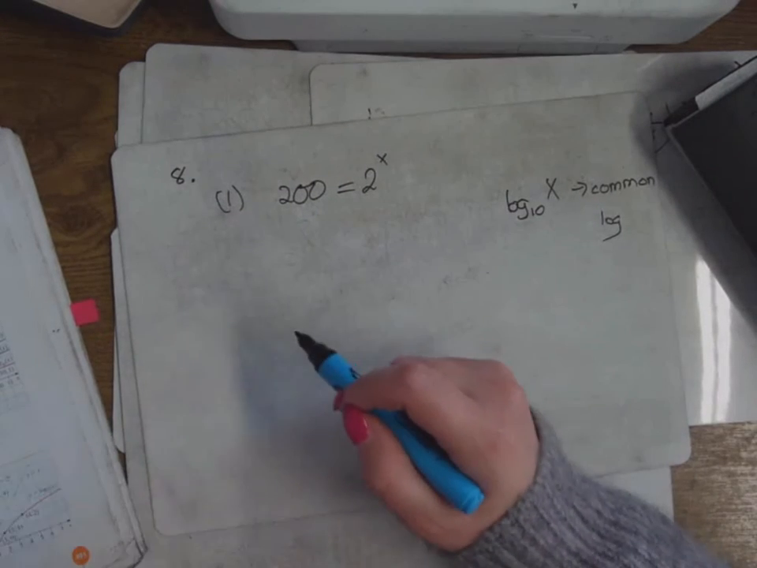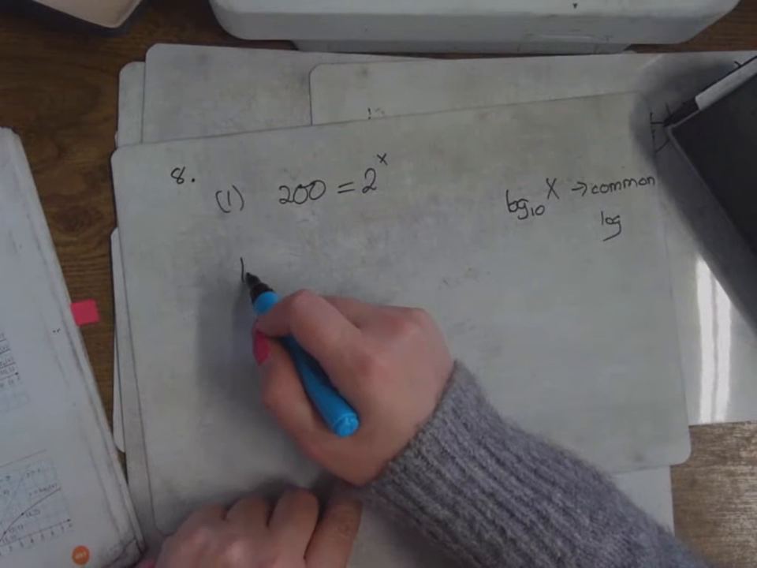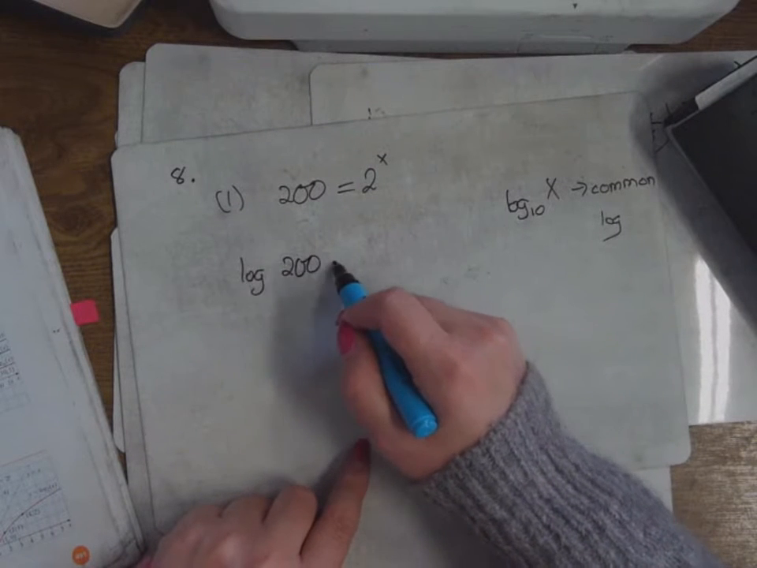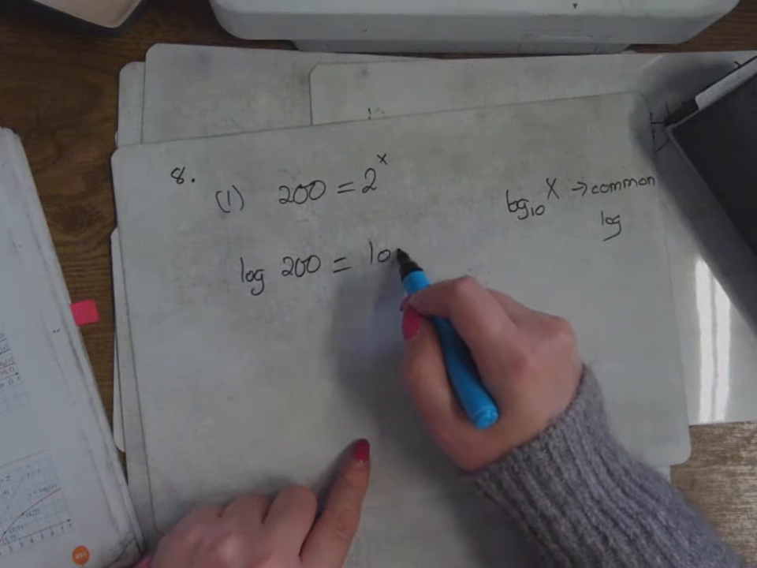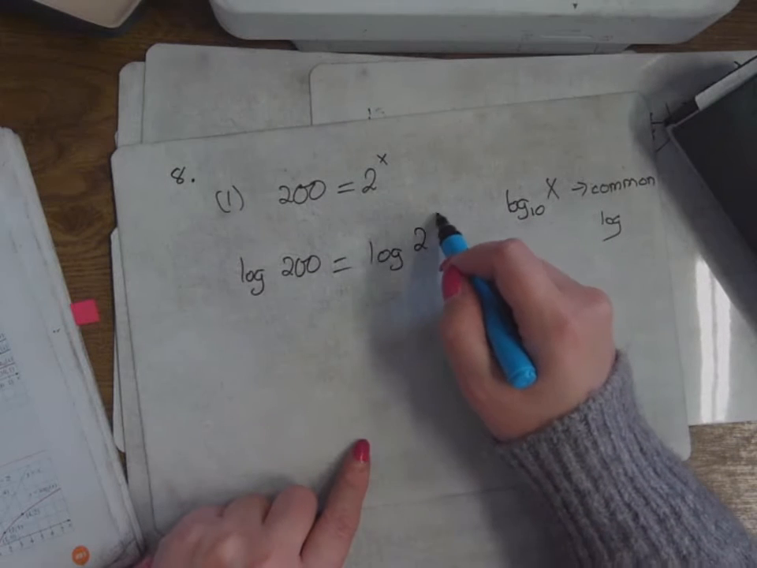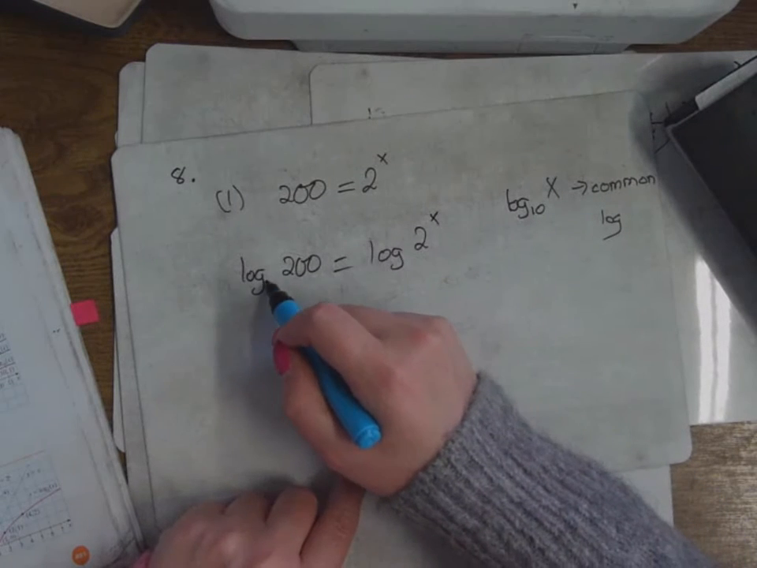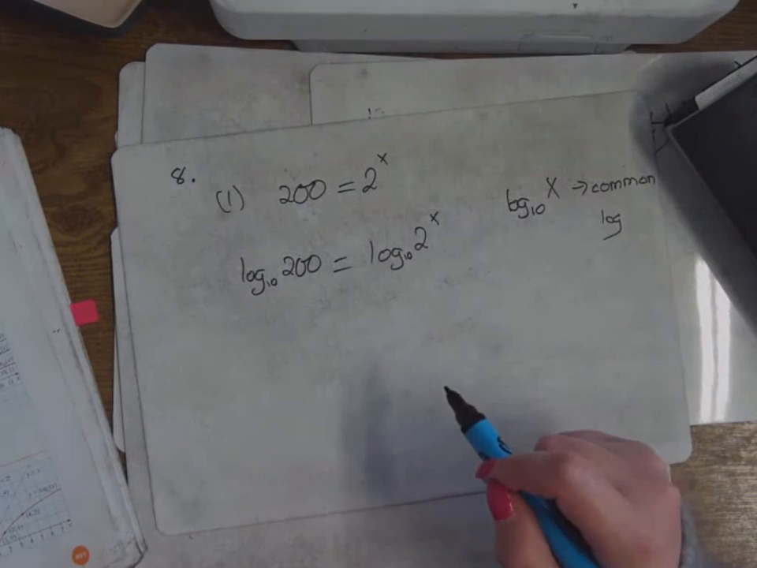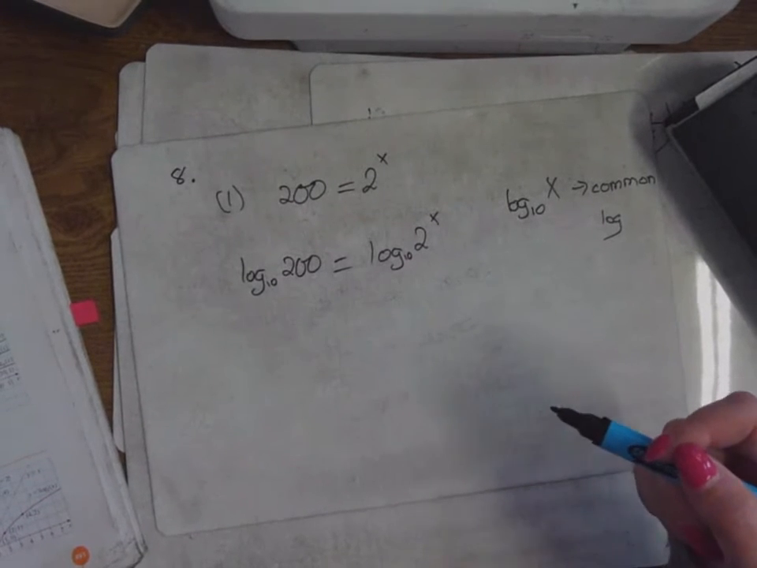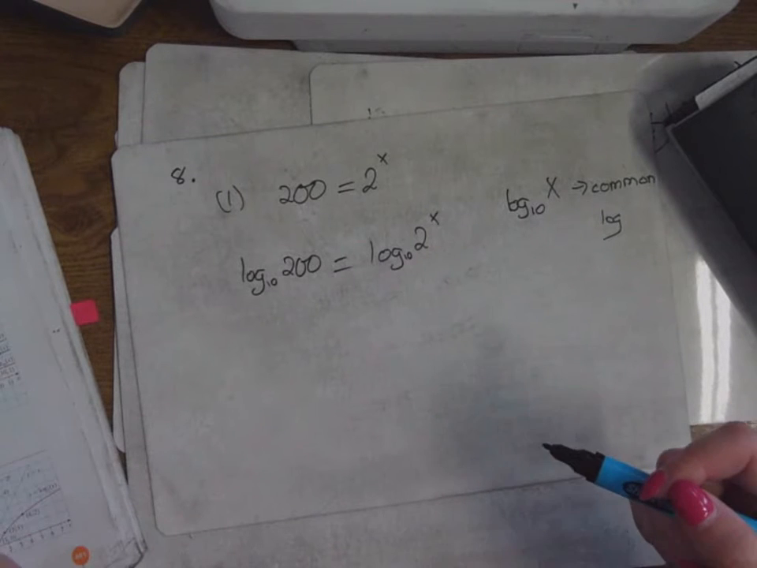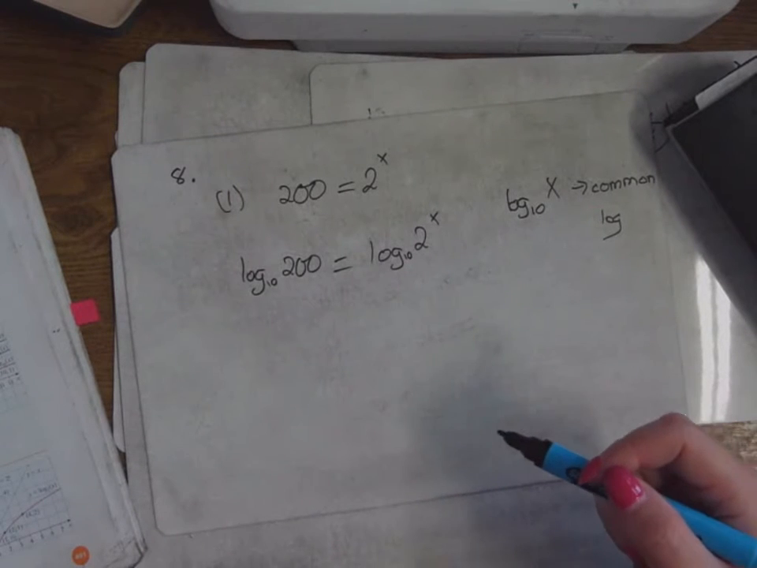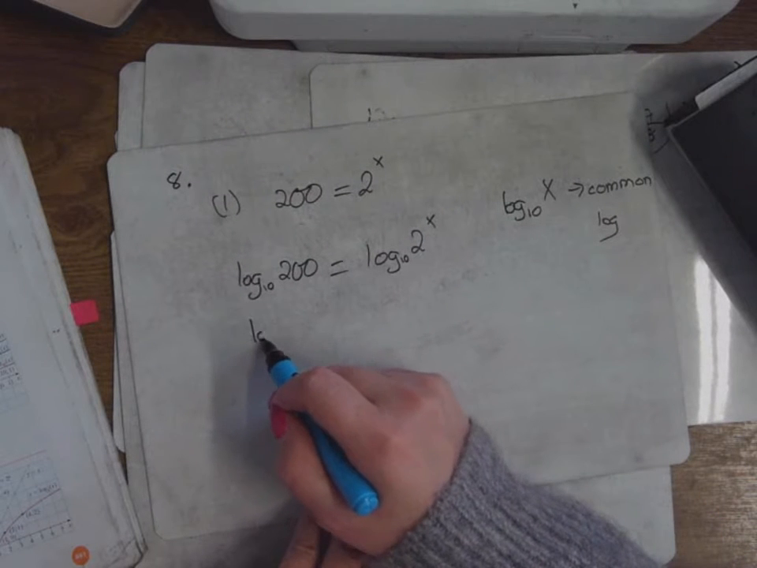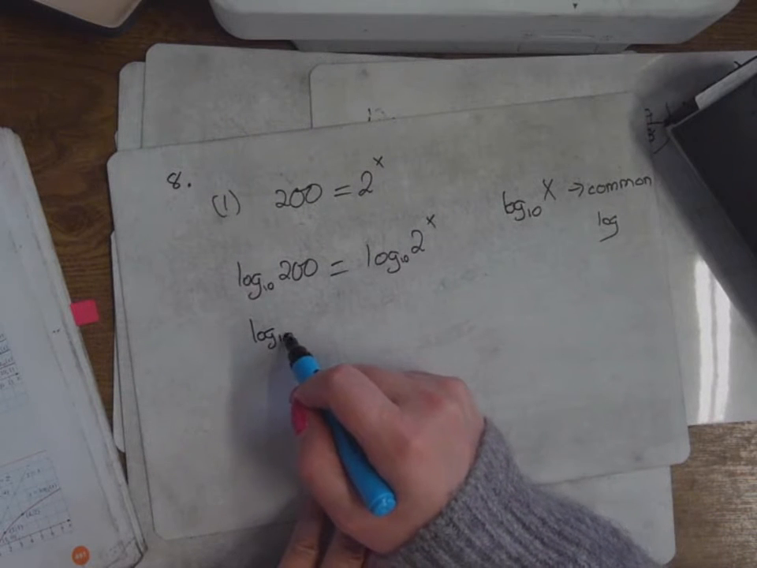Right, okay, so what you do is you get the log of each side. So you get the log of 200 equals the log of 2 to the power of x. So you get the log of each side, and it's to the base 10. And if you don't write in the base 10, log means to the base 10. If there's no base written, it means to the base 10.